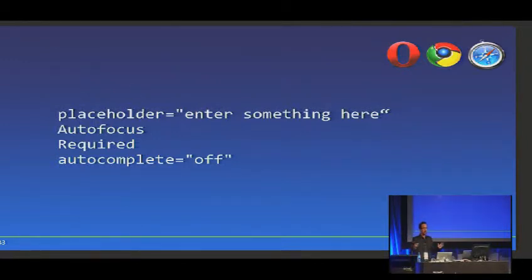Now, it's worth noting that autofocus and required are Boolean attributes. They require no equals blah, blah, blah. They're just there or they're not. Autocomplete is also a Boolean attribute, but it's slightly different because all form fields by default have autocomplete on. So in order to disable that, you have to have autocomplete off. Kind of strange, but that's the way it goes.